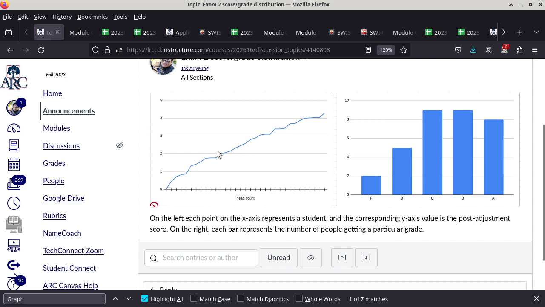Typically I get more people in the middle, which means you see a flatter curve in the middle here, and then a sharp curve at the end, and usually a pretty sharp curve at the bottom too. With the normal distribution, you have fewer people in the D and the F, more people in the C, and then fewer people in the B and the A again. So this one is not exactly following that curve.